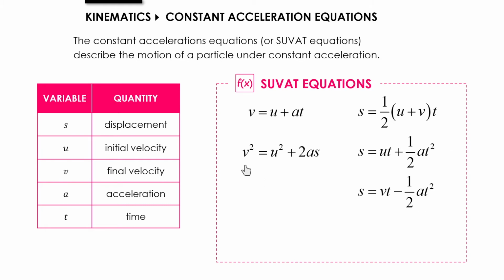Each equation has 4 variables. And that means that in each equation, one of these values won't be used. And so when deciding which equation to use, in general, for the simplest problems, 3 of the values will be given to you, and then you'll choose the appropriate equation to find the 4th value.